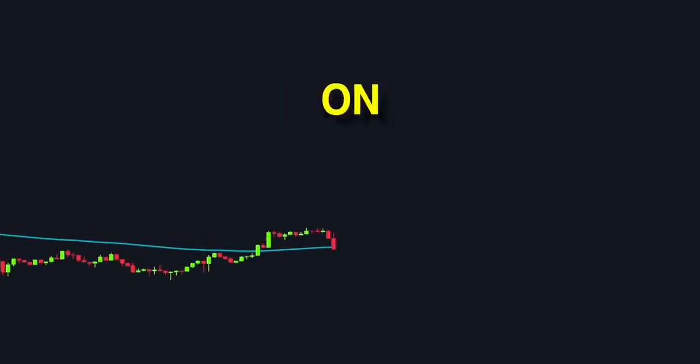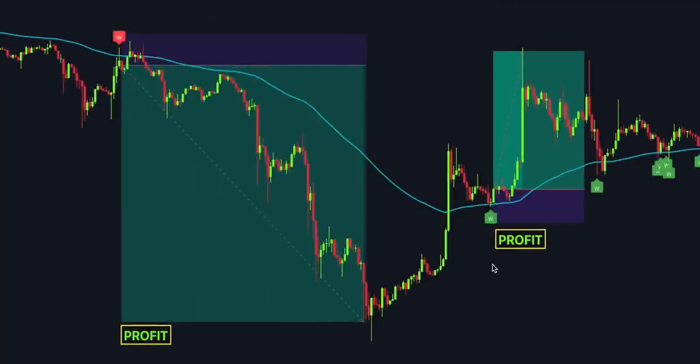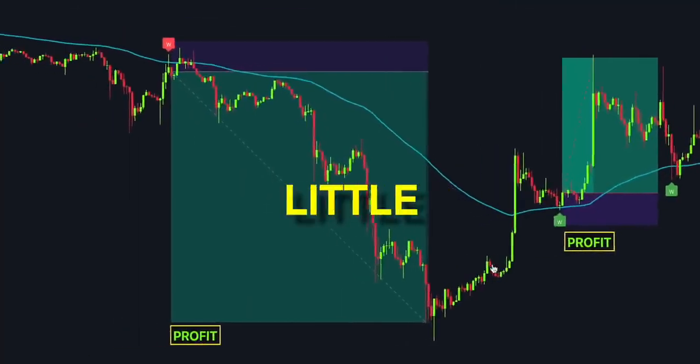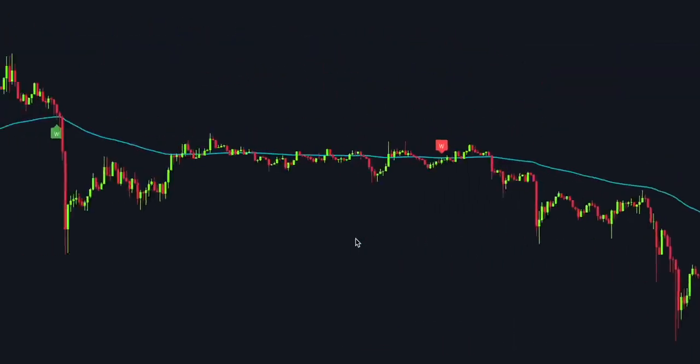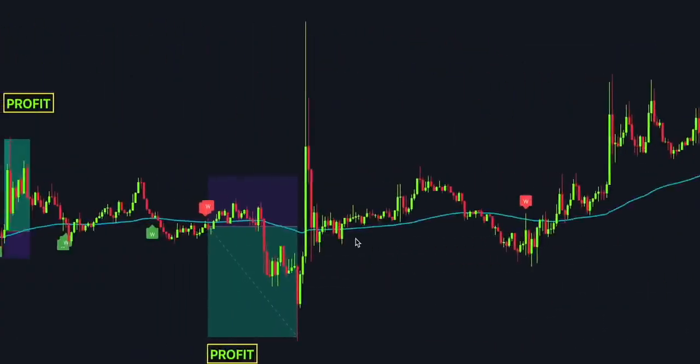This unknown indicator on TradingView gives buy and sell signals when the price retests the moving average. It is so simple to use that even a trader with little experience can master it. Here are the trades this indicator found on Ethereum's price chart. It is amazing how accurate this tool is.